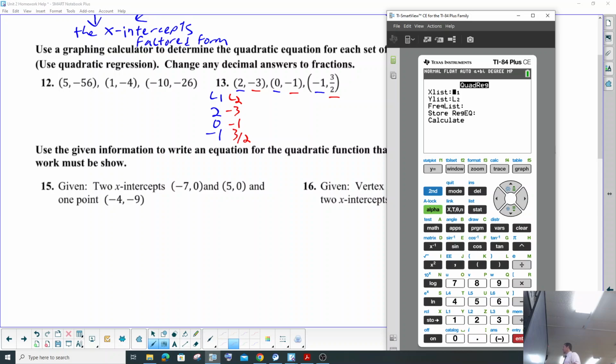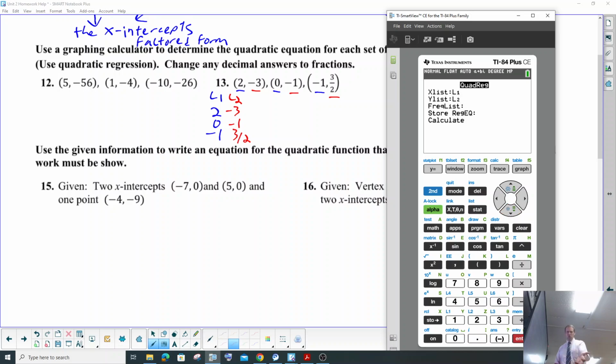Push enter, make sure it's the right list that you typed your data into, if that's list 1, list 2, or list 2, list 3. If you need to double check, go back to stats, look at your data. We did use list 1 and list 2. So back to stats, over to calc, linear quad regression, and list 1, list 2.